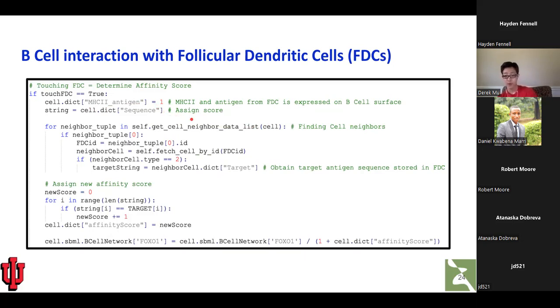Next, the affinity score of the cell was calculated by comparing the cell's antibody sequence to the antigen sequence retrieved from the FDC. So in order to retrieve the sequence, the FDC's cell type ID of 2 was used again. And then finally, the affinity score determines the BCR signaling strength by downregulating FOXO1. And that's the last line right here.